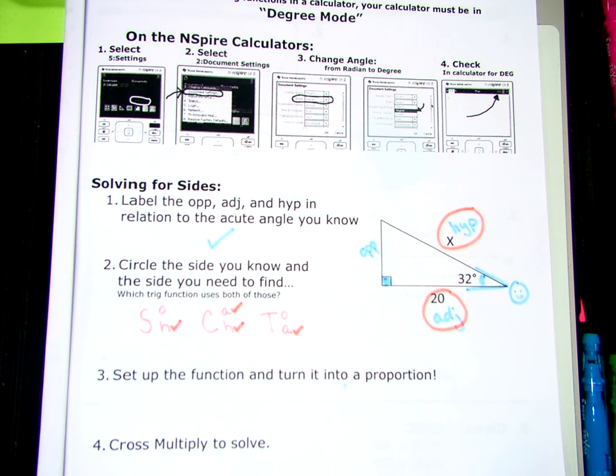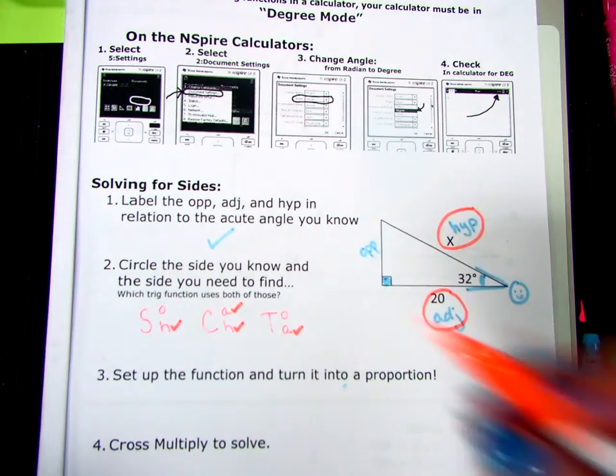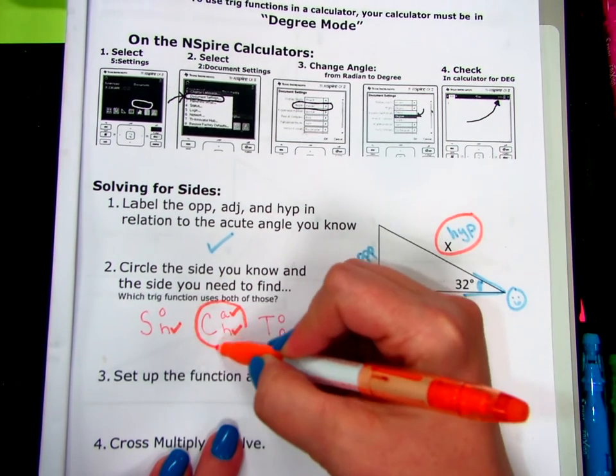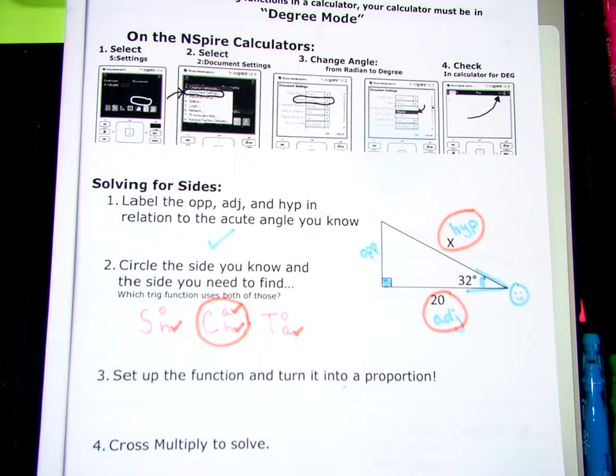So which trig function, sine, cosine, or tangent, has both check marks? CAH, or cosine. We want to know what it is, right? So it's cosine. That's step two. Step two done.